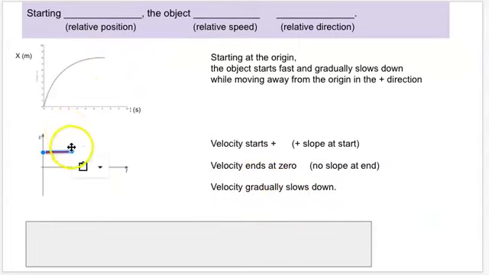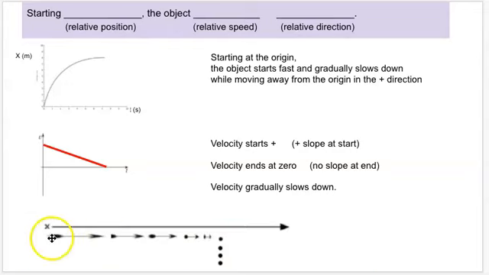So let's draw this. It starts positive, and it makes it to zero. And that would represent a decreasing velocity. It's slowing down, which makes sense because this velocity value is getting smaller and smaller and smaller. Okay? If we were to draw a motion map of this, it would look like this. Notice that you're starting with a big vector in the positive direction. That vector gets smaller and smaller until it comes to rest.